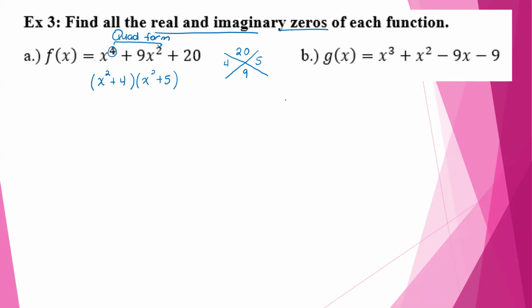It's always your middle term, x squared. And I'm trying to find the what? The zeros. So I set this equal to 0. Okay, can I factor x squared plus 4? What?